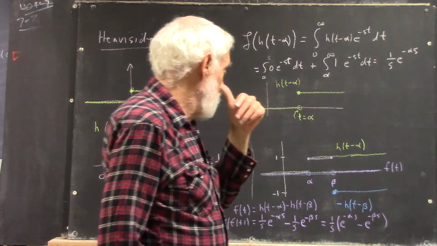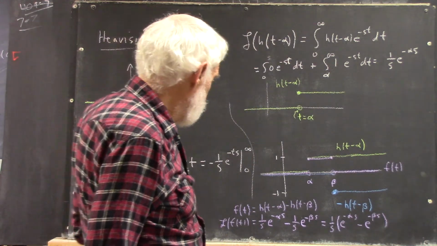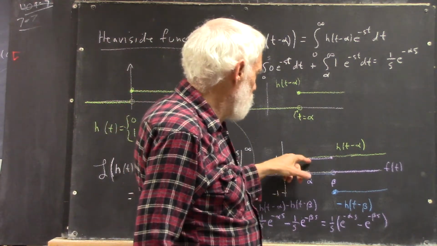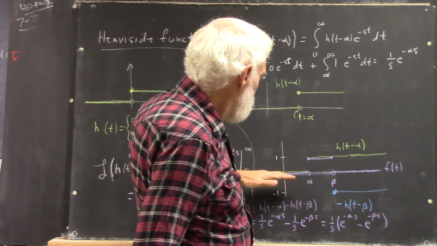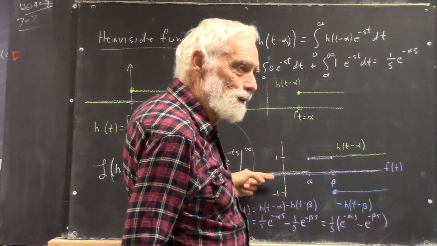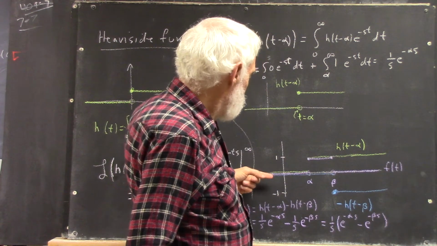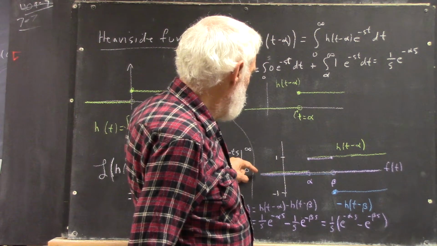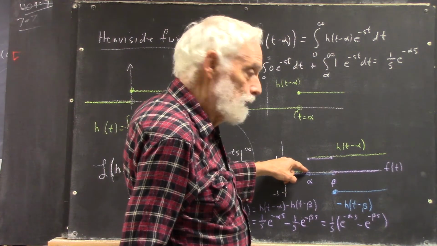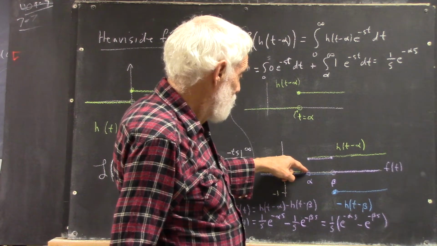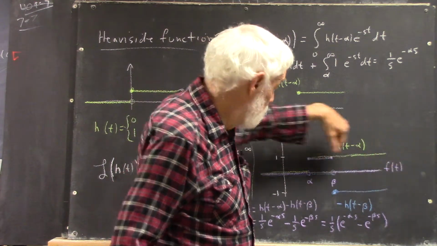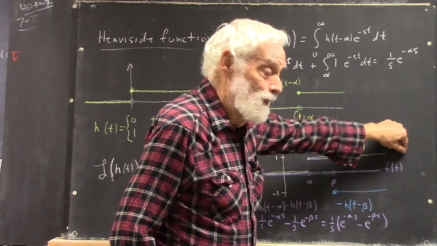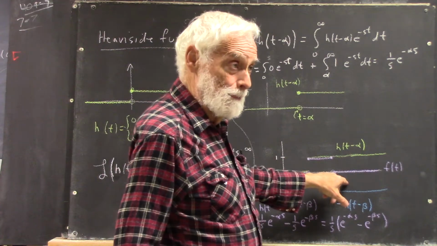There's the transform. Now, our goal was to find this purple function. Okay? Here's the answer, but we had to go through a process to figure this out. We figured out that if you take a Heaviside function shifted by alpha, there's your h of t minus alpha, it gives you this green function. We still don't have the purple function.